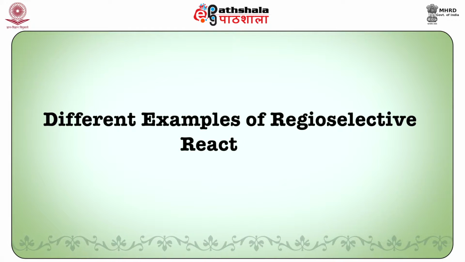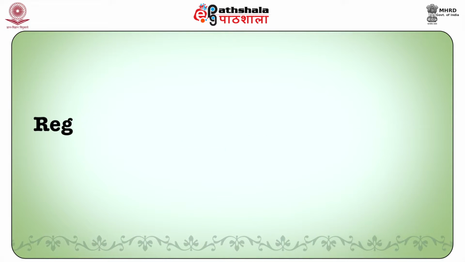If there is a possibility of more than one reaction occurring between a set of reactants under the same reaction conditions, giving products that are constitutional isomers, and if one product is formed in greater amounts than the others, the reaction is therefore summed up to be a regioselective reaction. Different examples of regioselective reactions.